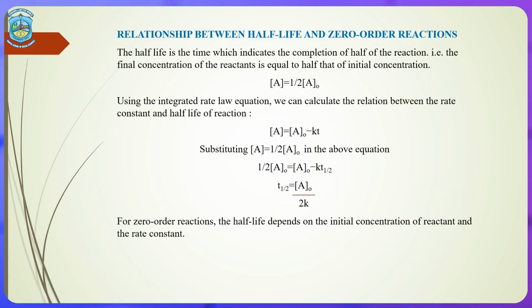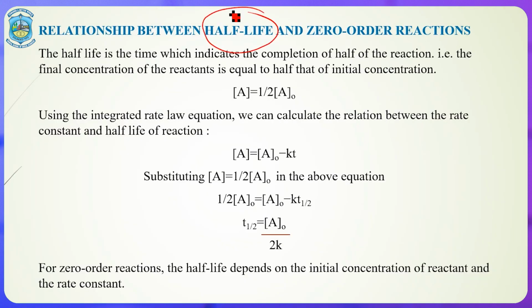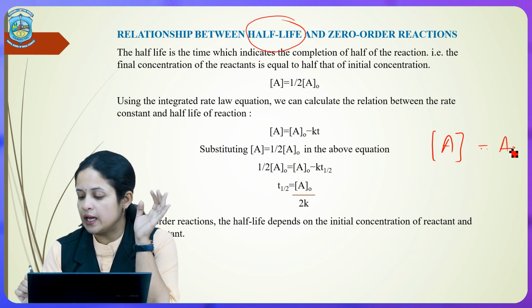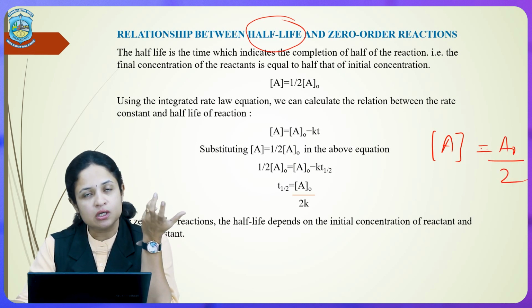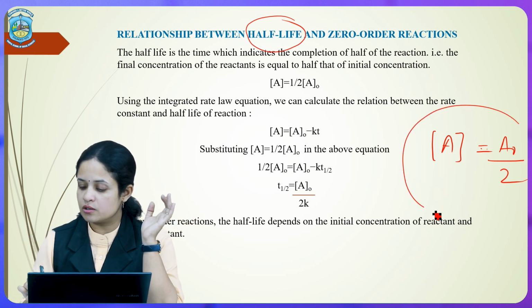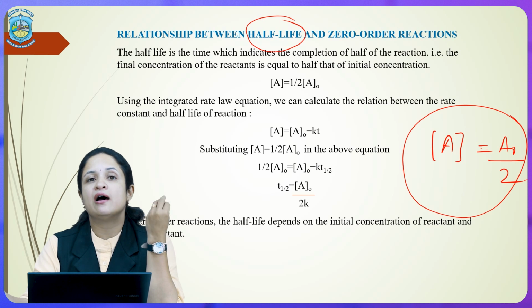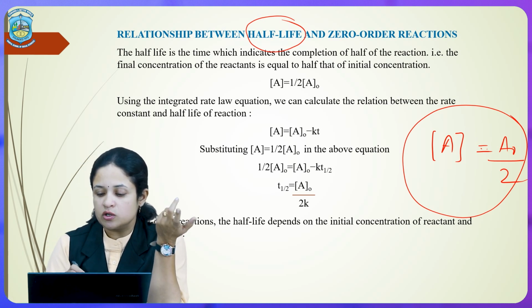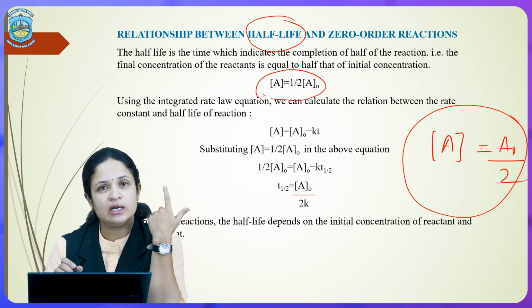Next, what is important is the relationship between half-life and a zero order reaction. Now what is basically half-life? Half-life is the time required for any chemical reaction to complete half. That is, the initial concentration of the reactants must become half, and then the final concentration is equal to A naught upon 2. Whichever concentration of reactants I took in my first step, if they become half, it will give my final concentration of reactant for the half-life. So final concentration is equal to half of A naught, that is half of the initial concentration.